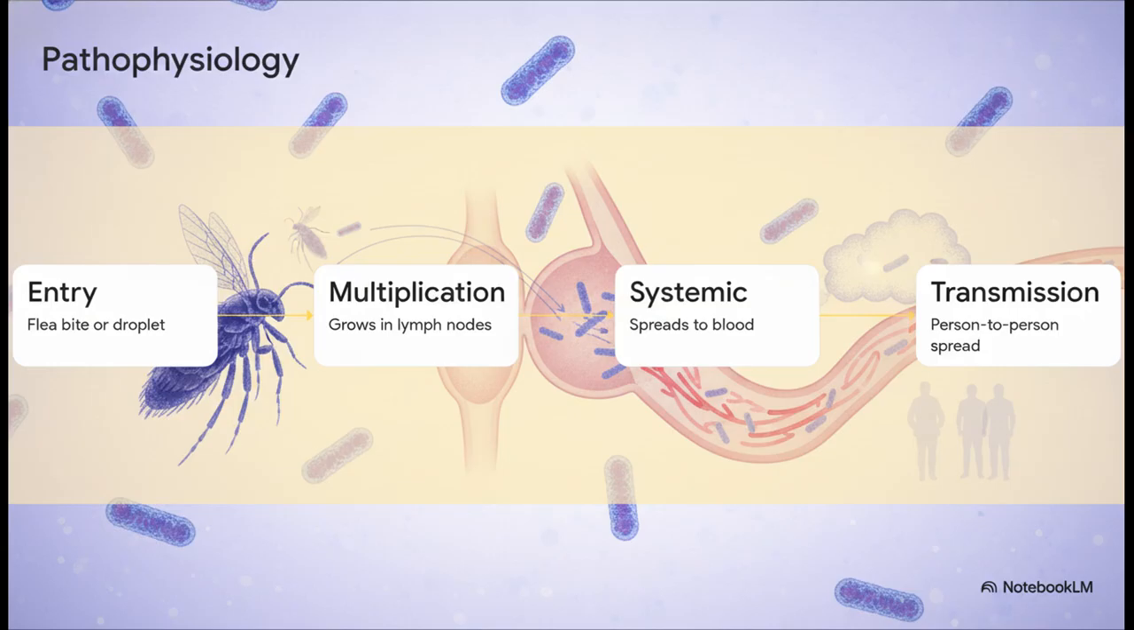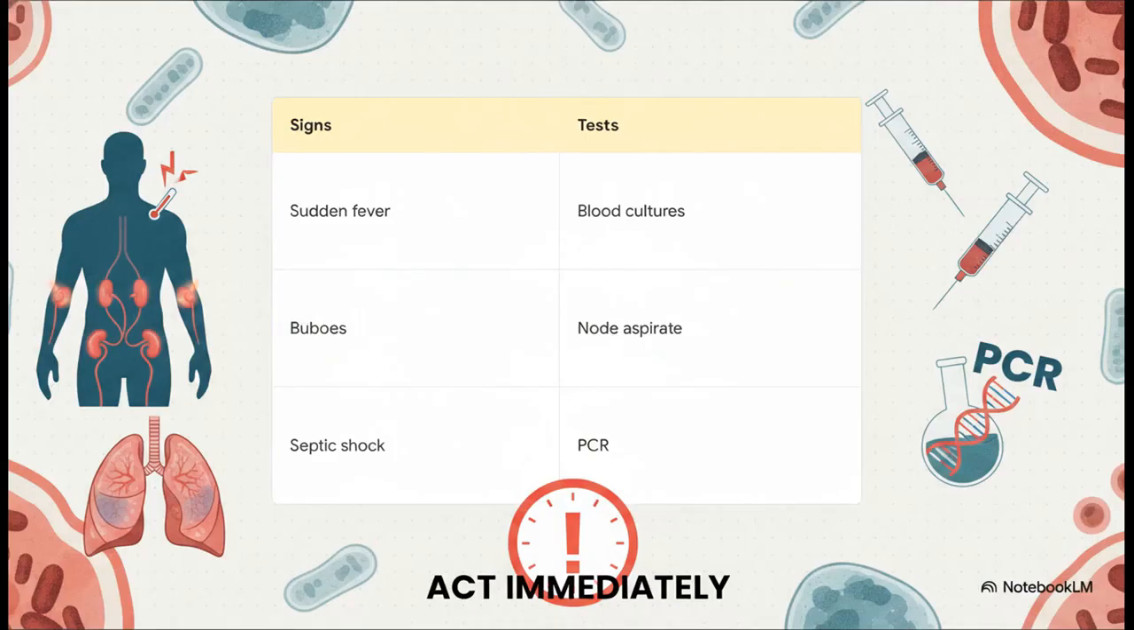For pathophysiology, the entry route dictates everything. Enter the skin, and it travels to the nearest lymph node, multiplying aggressively to cause the bubonic form. Enter the lungs, and it causes the pneumonic form. From either spot, it can spill into the blood, causing septicemic plague. The pneumonic form is a nightmare scenario because it allows for rapid, explosive person-to-person transmission without the flea vector at all. And this brilliantly illustrates the clinical urgency here.